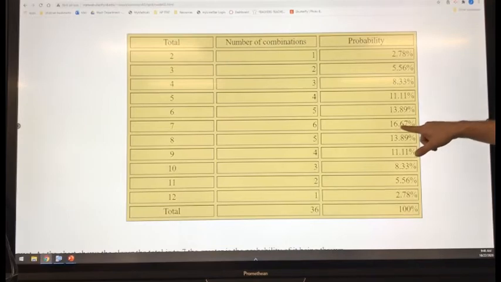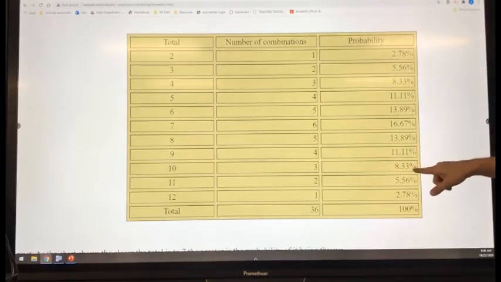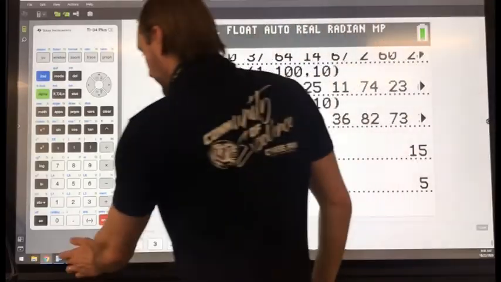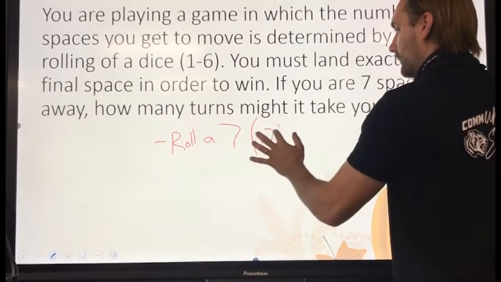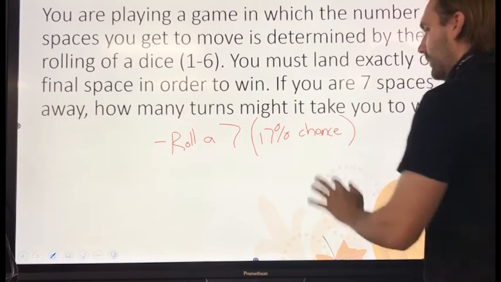We'll just round that to 17%. If I had asked 10, we would just say 8%. So a 17% chance of getting a 7. 17% chance to roll a 7.